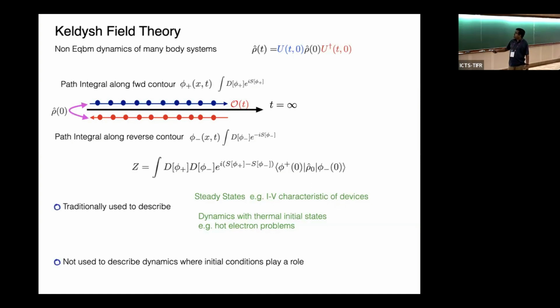Then you can work out the whole set of Keldysh field theory and get various non-equilibrium correlation functions out of this. Now, this is traditionally used to describe steady states, for example, IV characteristics of devices, or dynamics with thermal initial states, for example, hot electron problems. But these field theoretic techniques are traditionally not used to describe systems which are starting from very non-equilibrium initial states, and where initial conditions play a very important role.